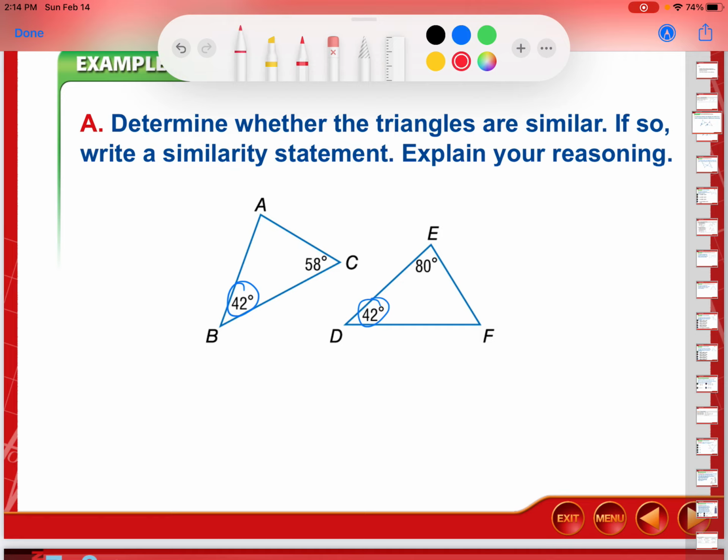So what we would need to do is to calculate the third angle in at least one of these triangles. I would choose to do it in triangle ABC, mainly because I know 42 and 58. It's a round 100. Makes it nice and easy, which if those two add to 100, then I know angle A has to be 80 degrees, which would leave me with two congruent angles in each of these. And so I would say, yes, they are similar, and that would be by the angle-angle postulate.